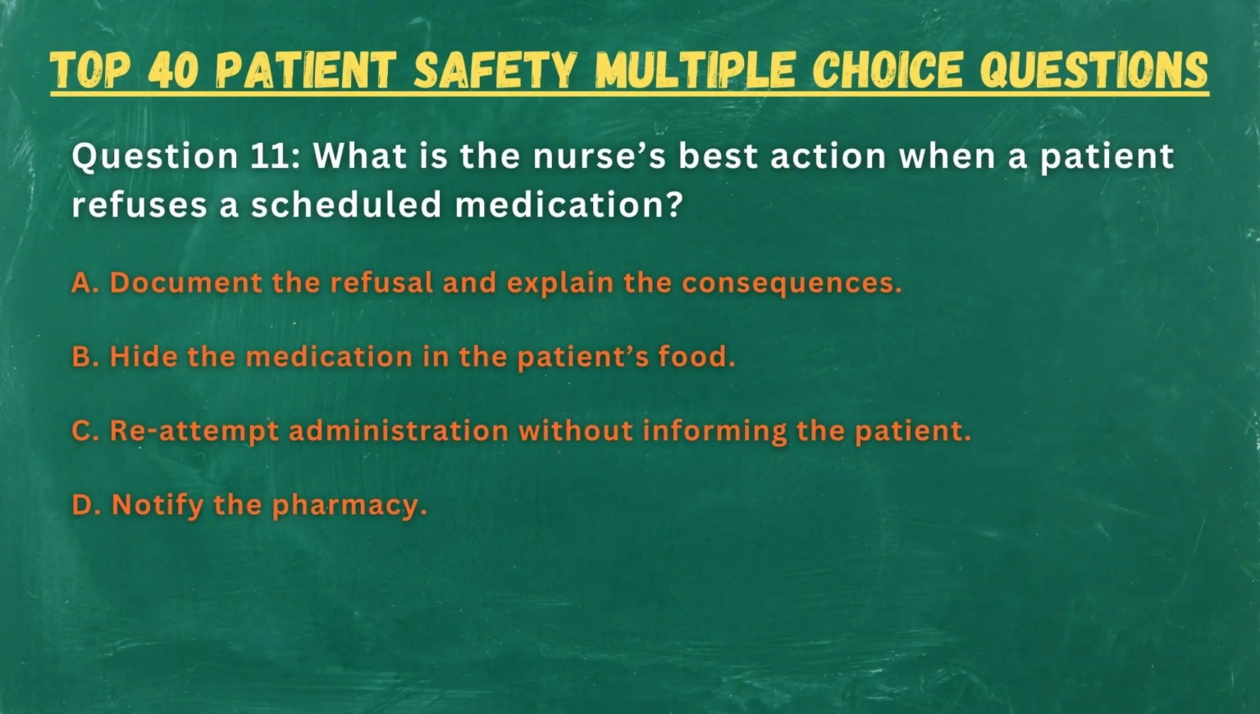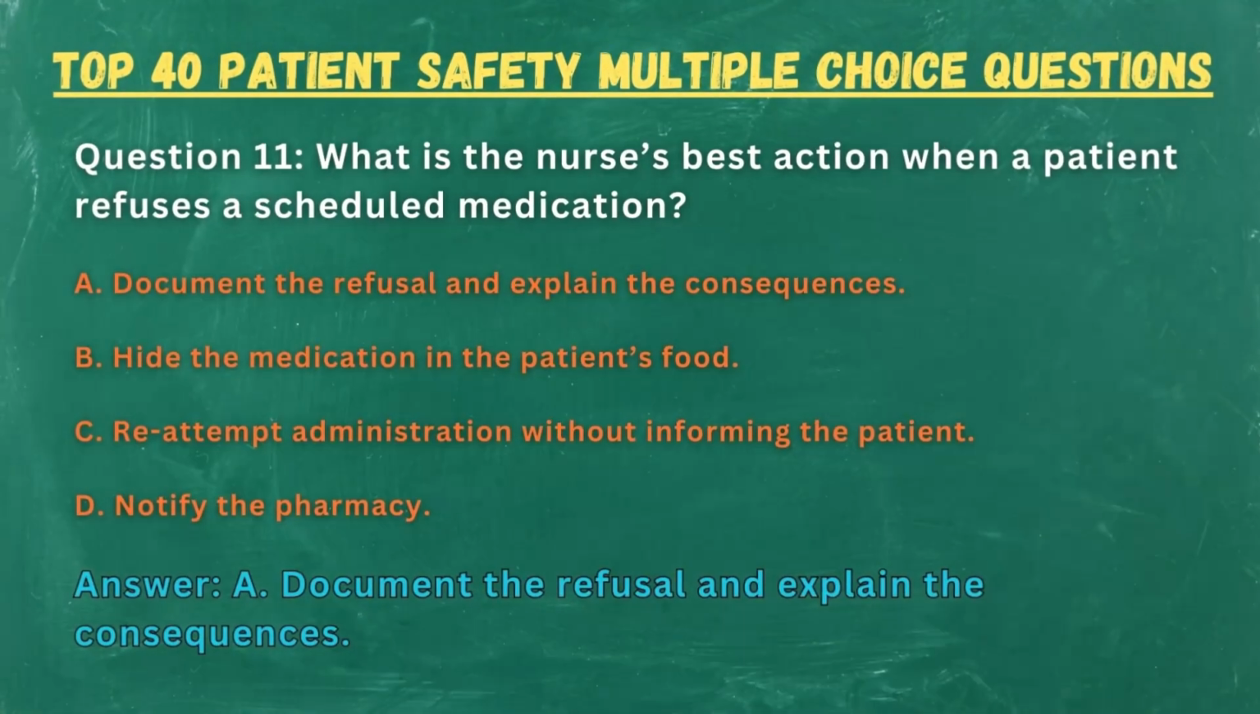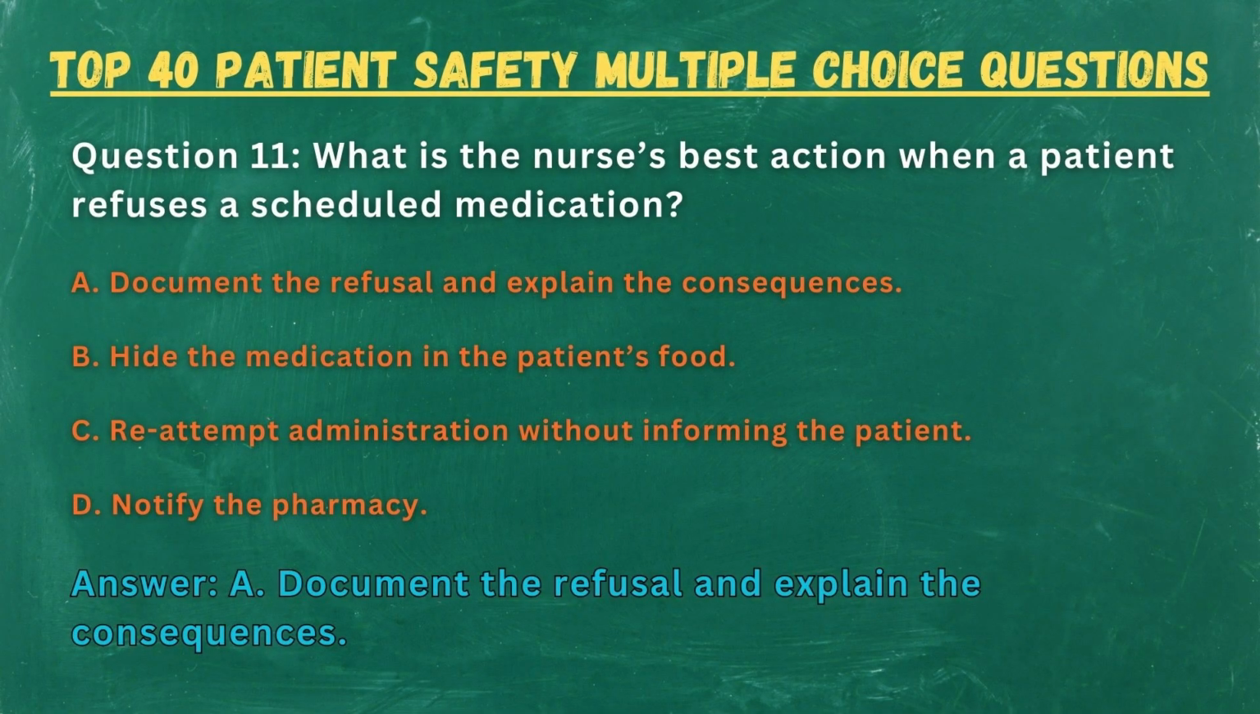Question 11. What is the nurse's best action when a patient refuses a scheduled medication? A. Document the refusal and explain the consequences. B. Hide the medication in the patient's food. C. Reattempt administration without informing the patient. D. Notify the pharmacy. Answer: A. Document the refusal and explain the consequences.